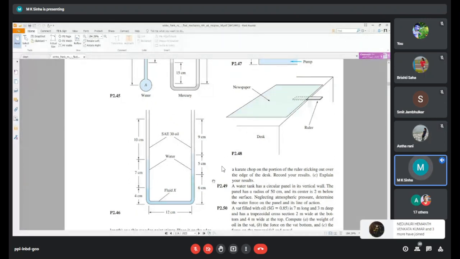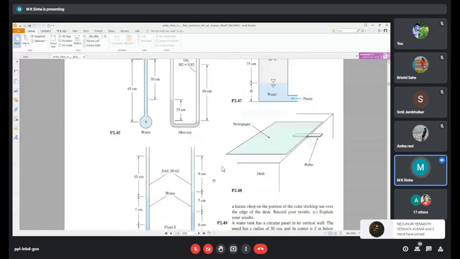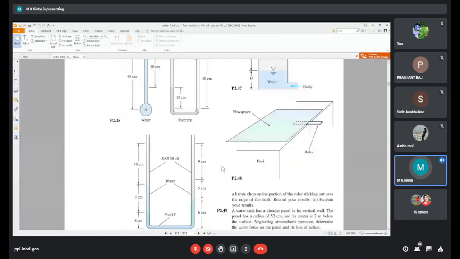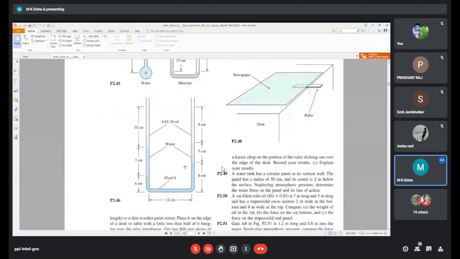So problem number P 2.46. See, in figure 2.46, both ends of the manometer are open to the atmosphere. Estimate the specific gravity of the liquid X. This is your problem.